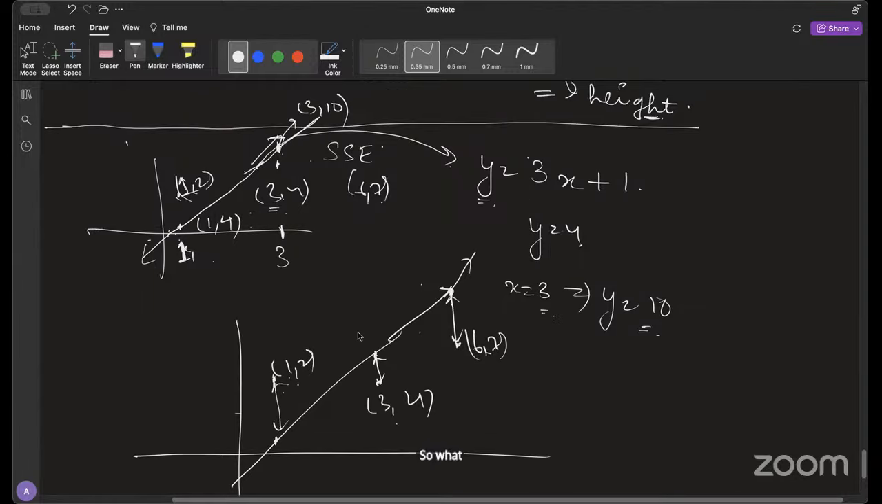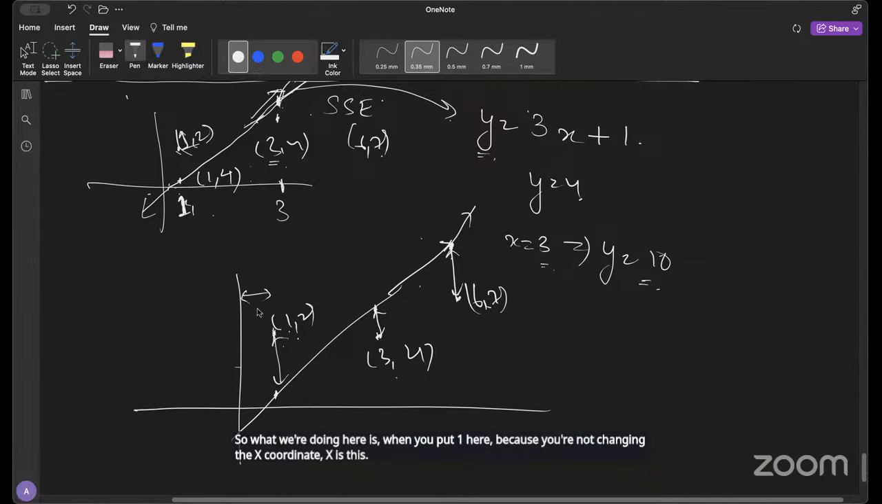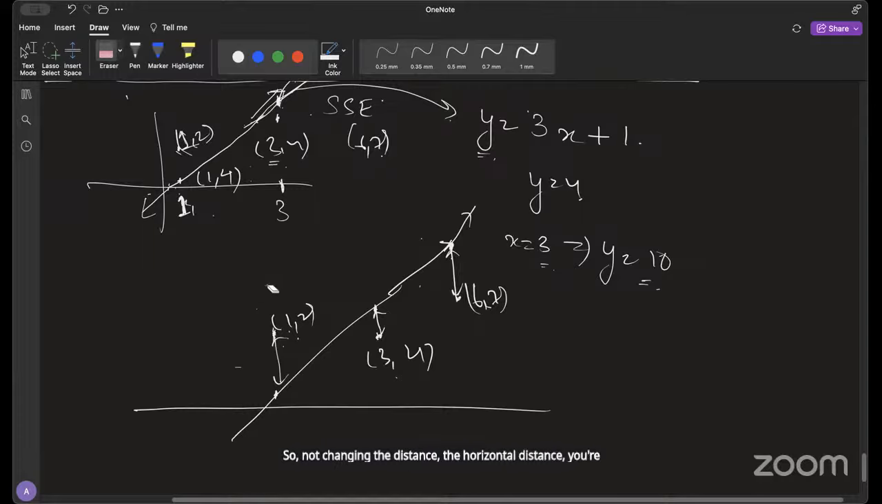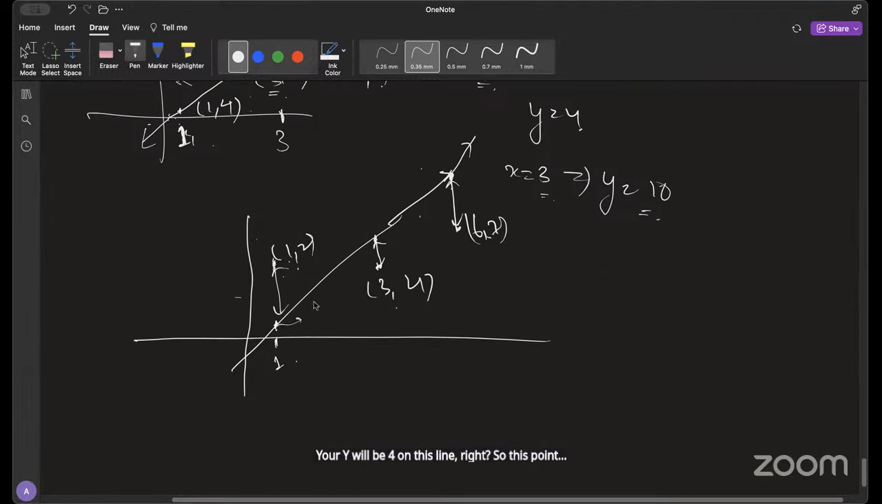So what we're doing here is when you put 1 here, because you're not changing the x coordinate, x is this. You're not changing the horizontal distance, you're just changing the vertical distance so that your point is on this line, right? So you take the x coordinate here, it's 1 here, you put 1 here, you'll get y here, right? So on this line, if your x is 1, your y will be 4 on this line, right? So this point, okay, you tell me what this point is going to be. If you have 1, forget everything else. If you have 1, 2 as this point, and you have to find this point, how do you think we can find this point?